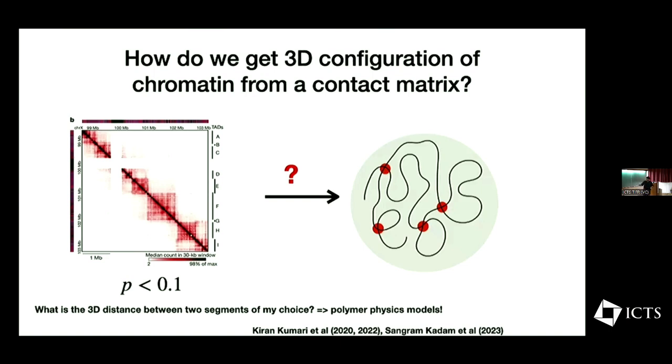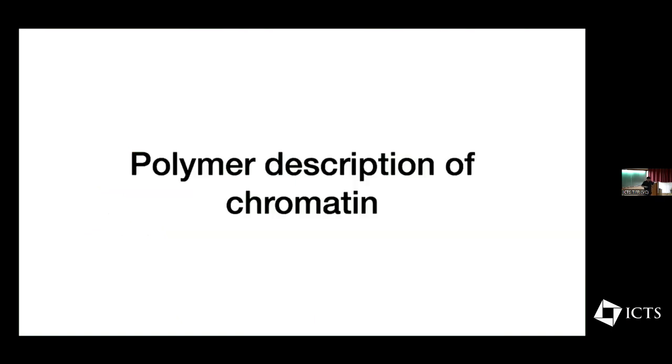And it's a little bit non-trivial because of the following fact, that these contact probabilities are not one. They are not always in contact. They are in contact for a very short time, or they are in contact with a very small probability. So these contact probabilities are very small, and given that these contact probabilities are very small and the system is dynamic, it is not easy to go from this picture to this picture. So once you have this, you also want to answer this question: what is the 3D distance between any two segments of my choice, any two genes or any two segments? And there certainly polymer physics matters. So now if you want to understand this, one has to understand chromatin as a polymer.